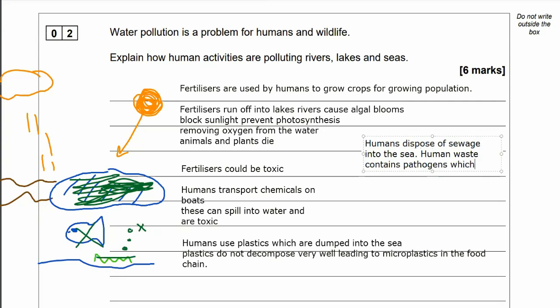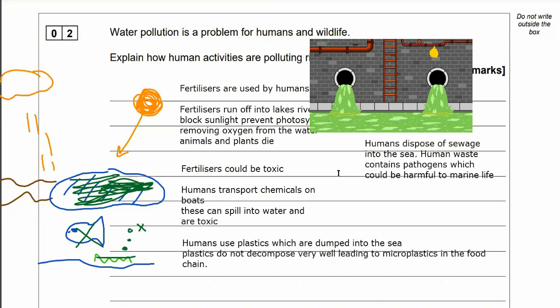Feces and urine, human waste is often dumped into the sea. Pathogens feed on it, and these pathogens can also be harmful to the marine habitats.